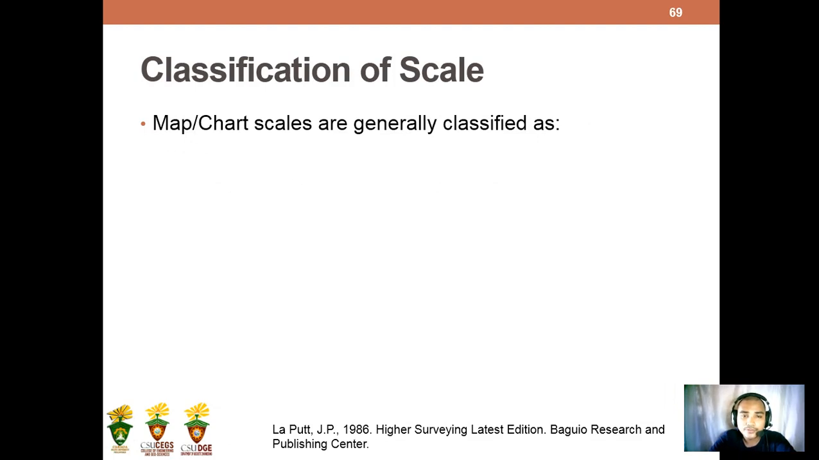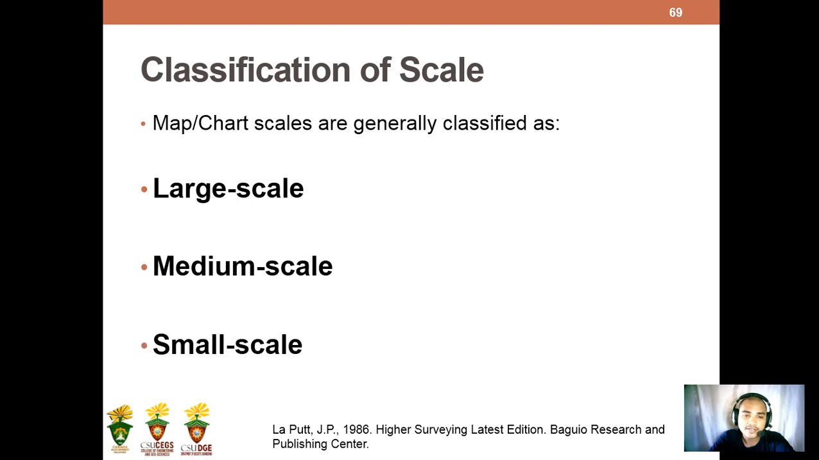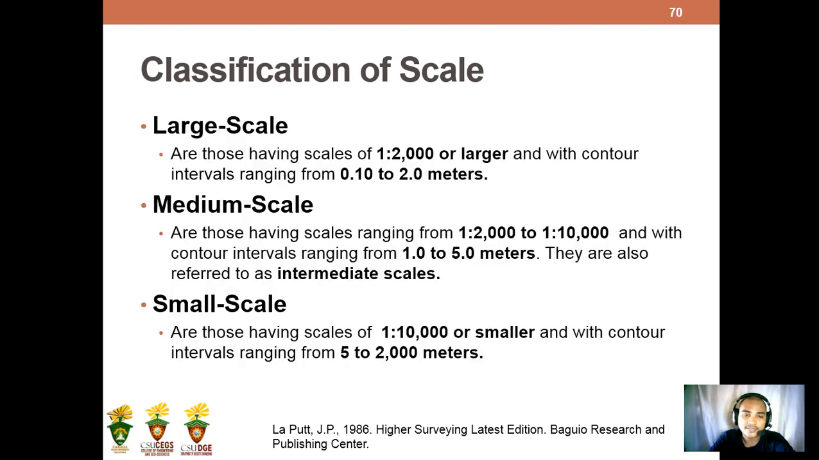We have also classification of scale. A map or a chart scale are generally classified as large scale charts, medium scale charts, and small scale charts. When we say large scale, those are having a scale of 1:2000 or larger, with contour intervals ranging from 0.10 to 2.0. So that's for large scale.